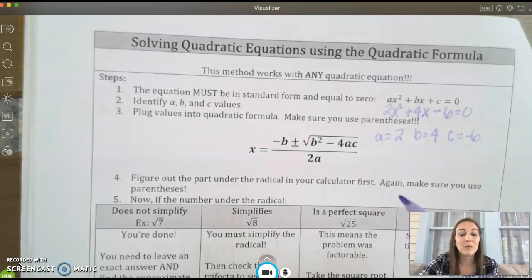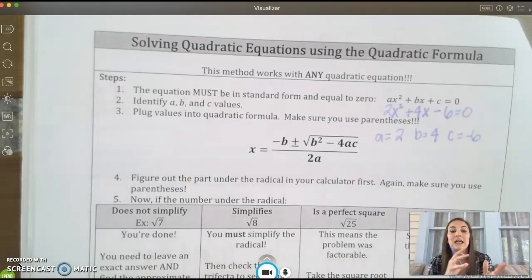So then once we have plugged this into our quadratic formula, we need to simplify it. So we figure out what part's under the radical in our calculator first. And we want to make sure we use parentheses. Parentheses are so important here because we're working with negatives, we're adding, subtracting, and we're multiplying. We're doing all of this. We're using exponents, so we need to watch our parentheses. And I'm going to show you today how we actually can put that into our calculator. And then we have to see if we need to simplify the radical at all.